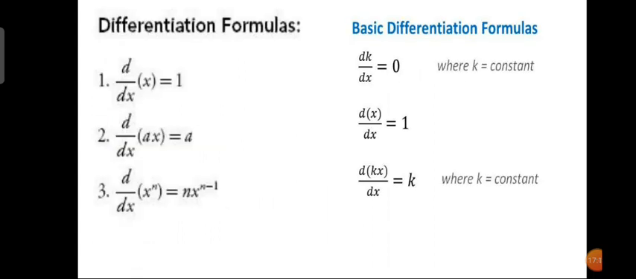And also these are some main points. d by dx of x is 1. d by dx of ax is a, and d by dx of x raised to n is n into x raised to n minus 1. They should be remembered. And derivative of a constant is always 0. Derivative of x is 1, and derivative of a constant k into x is k into 1. Please do these types of problems also, then you can understand it very clearly.